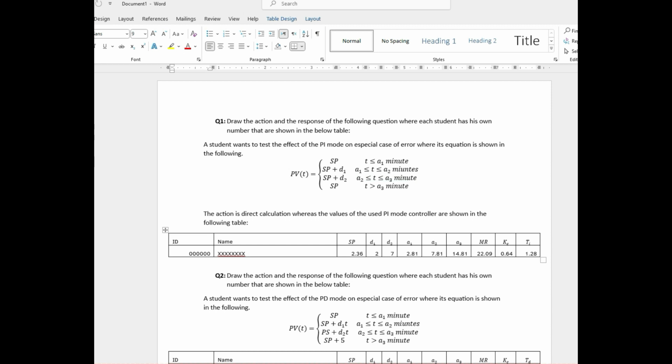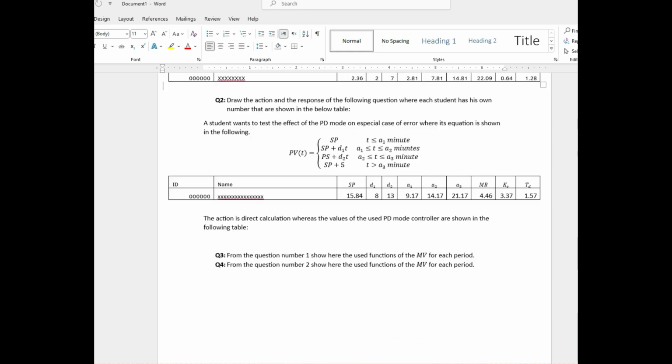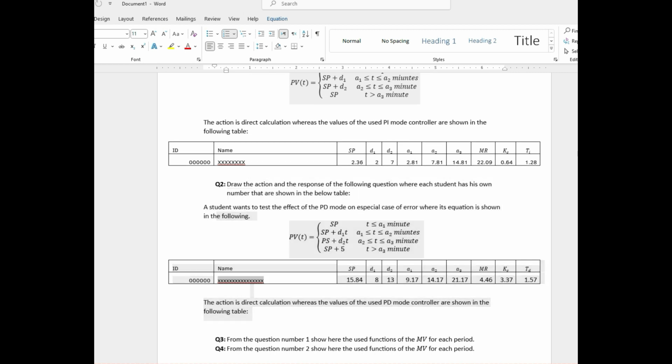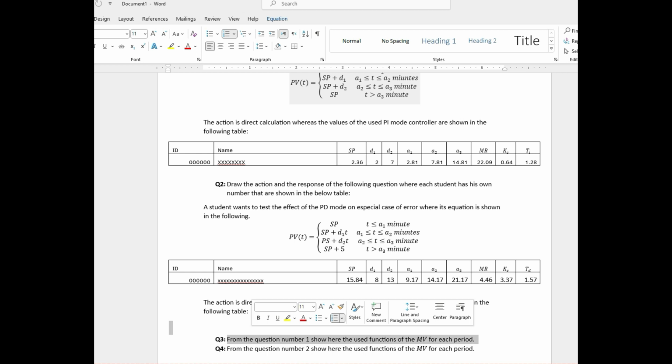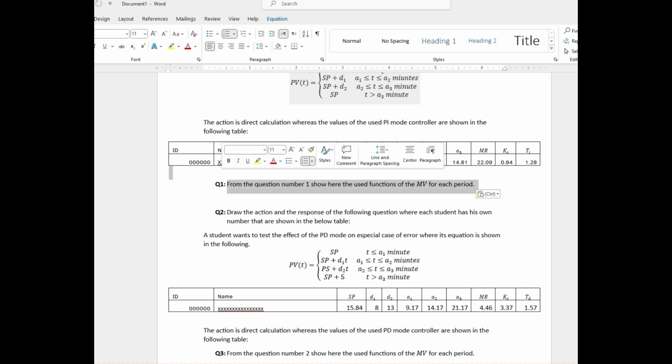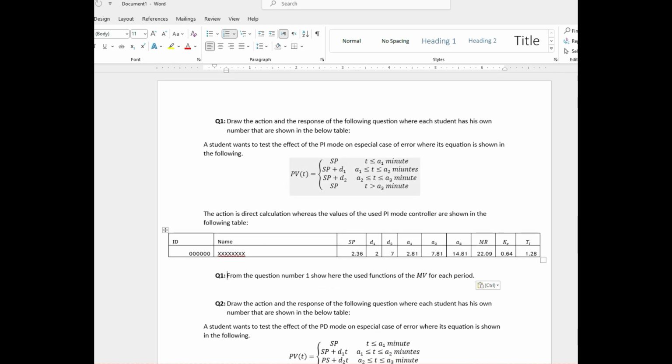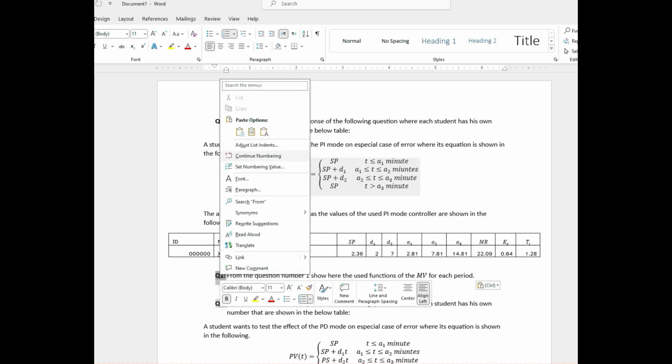Now we want to solve this question. It asks us first to draw the action and the response of this question, and also here another question from question number 1. Show here the used functions of the MV for each period. I will just transfer this question here up. Oh, sorry. Transfer it here. Okay. Just continuous numbering.